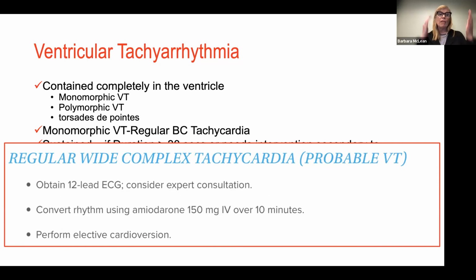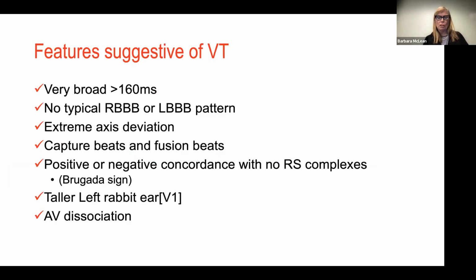We're going to remind ourselves that a regular wide complex tachycardia is most likely VT. This is your ACLS guidelines: 12 lead EKG. Consider expert consultation if you have time. Use amiodarone 150 IV over 10 minutes. That's from the new ACLS guidelines. And or perform elective cardioversion. Okay, now you're going to use amiodarone if things get worse with amiodarone, or if you're giving amiodarone to somebody with TDP, they may get significantly worse. So it is really important to try to, as quickly as possible, actually try to assure some diagnostic significance.